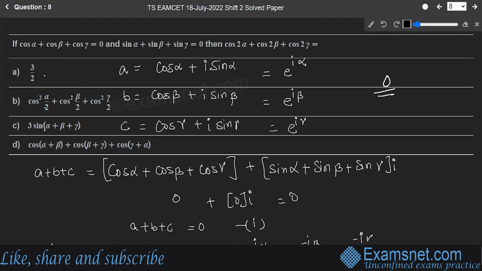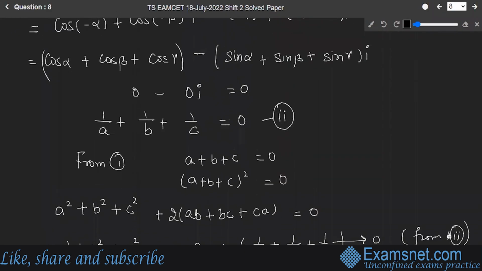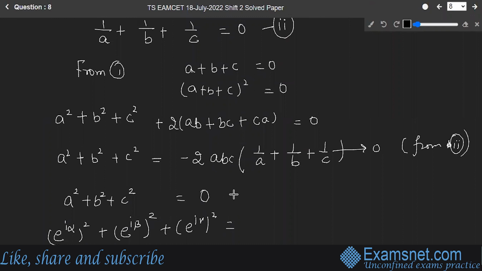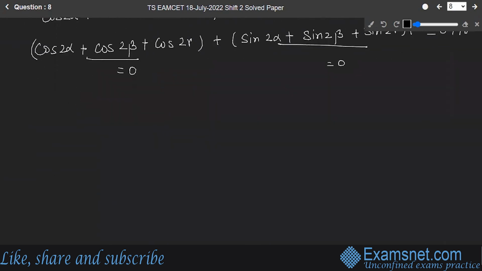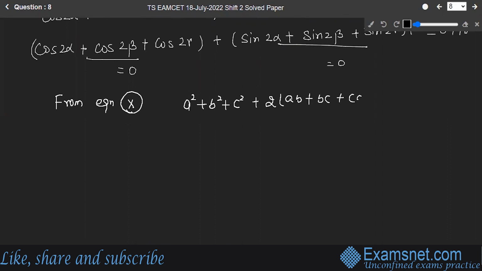So what we can do over here is rethink about this sum. See, we had from this equation that A square plus B square plus C square comes out to be 0. If I put this into this particular equation, let's name it equation X, then from equation X, what I had was A square plus B square plus C square plus 2 times AB plus BC plus CA is equal to 0.